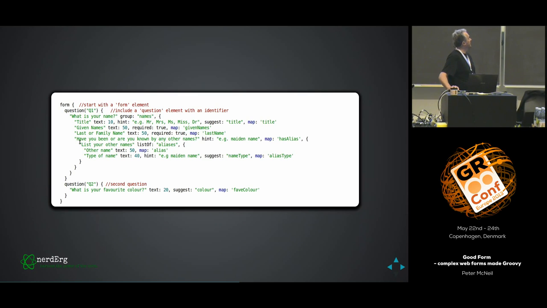And then we've got another question here. Have you been known by any other names? And this is just a Boolean tick box. And then we've got this thing here, which is called list of. And this is a list of aliases. Our list of element basically takes that sub form, which is this bit here, and it'll repeat it as many times as the user wishes. So there's an add another alias button which goes on there. And that's one question. And then there's the next question here, which is, what is your favorite color? And it does a suggestion of colors.